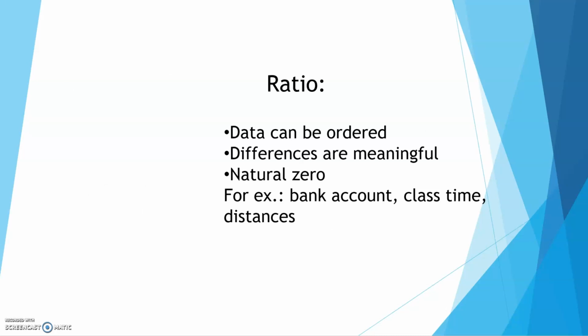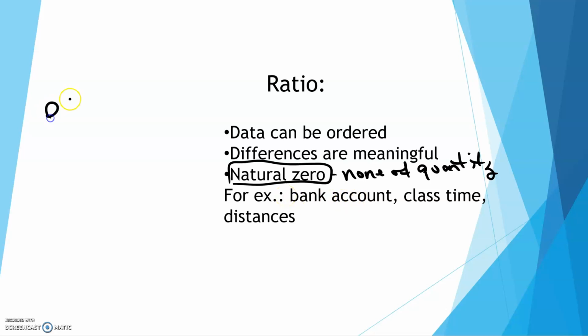Now ratio. Everything's the same as interval, except now we actually have a natural zero, which means none of the quantity is present at 0. Okay, so a good example would be someone's bank account. All right, so we can put all that in order from $0 all the way up to, we'll just say $100.